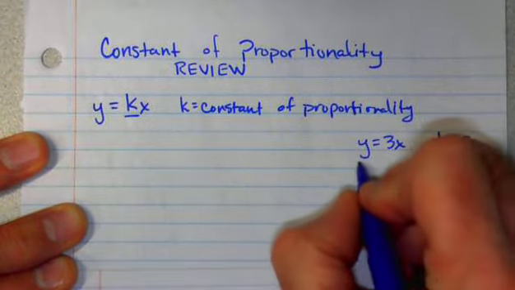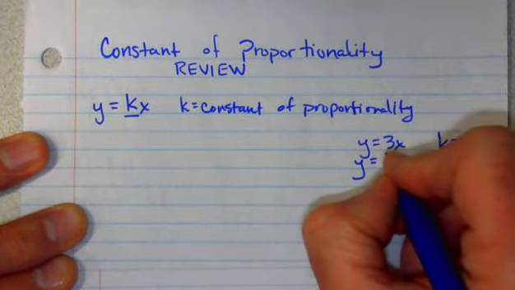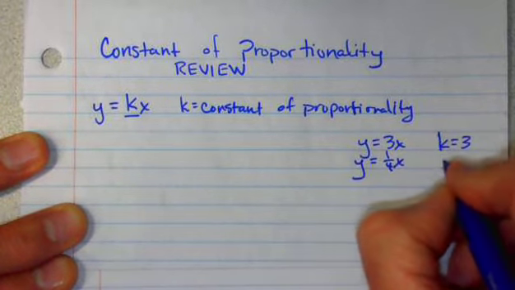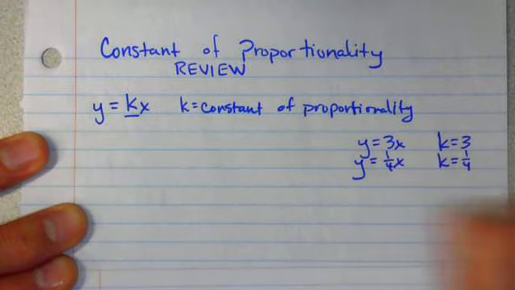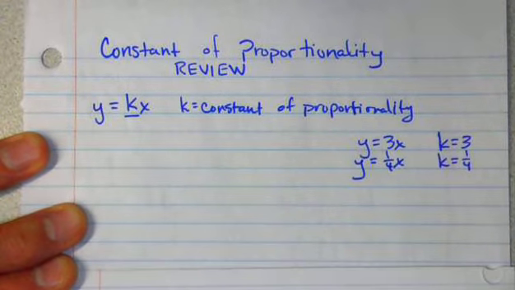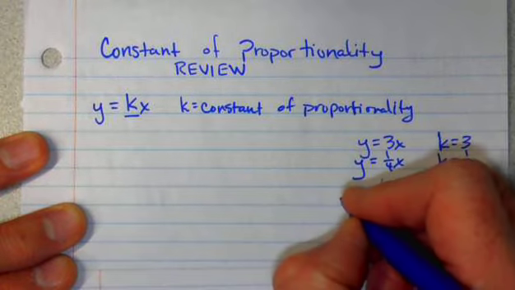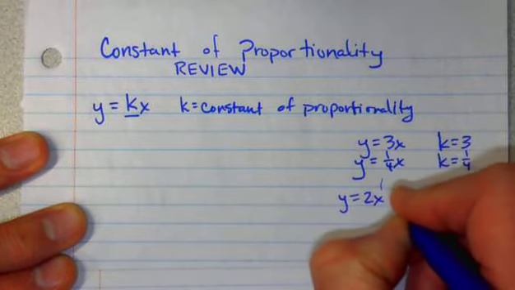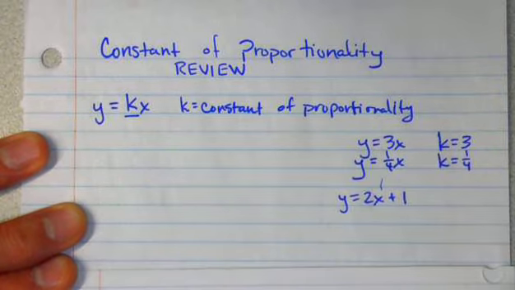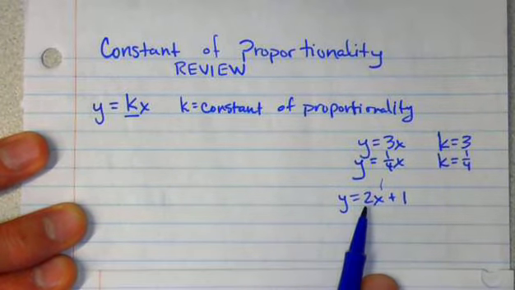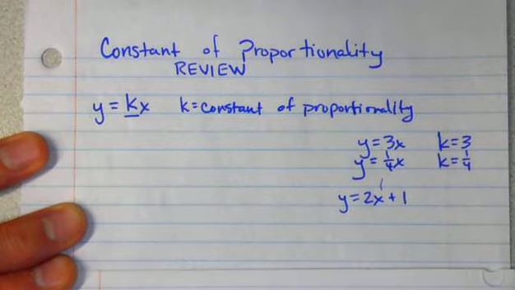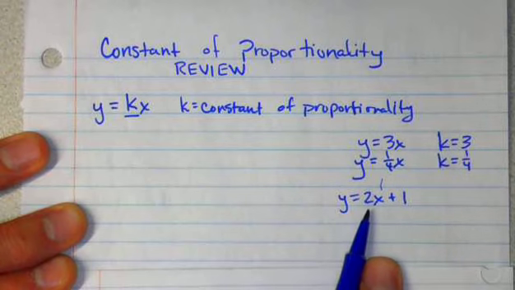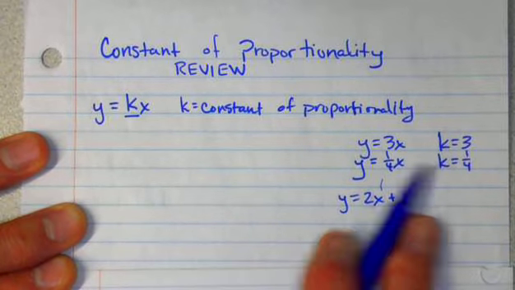If I had an equation that was y equals 1/4 x, then k equals 1/4. Okay, those are proportional relationships, and that's the constant of proportionality. If I had something else, like for example, y equals 2x plus 1, it looks like this would be the constant of proportionality, but it's actually called something slightly different. It's called a rate of change or a slope. So that is not proportional, so it doesn't have a constant of proportionality.